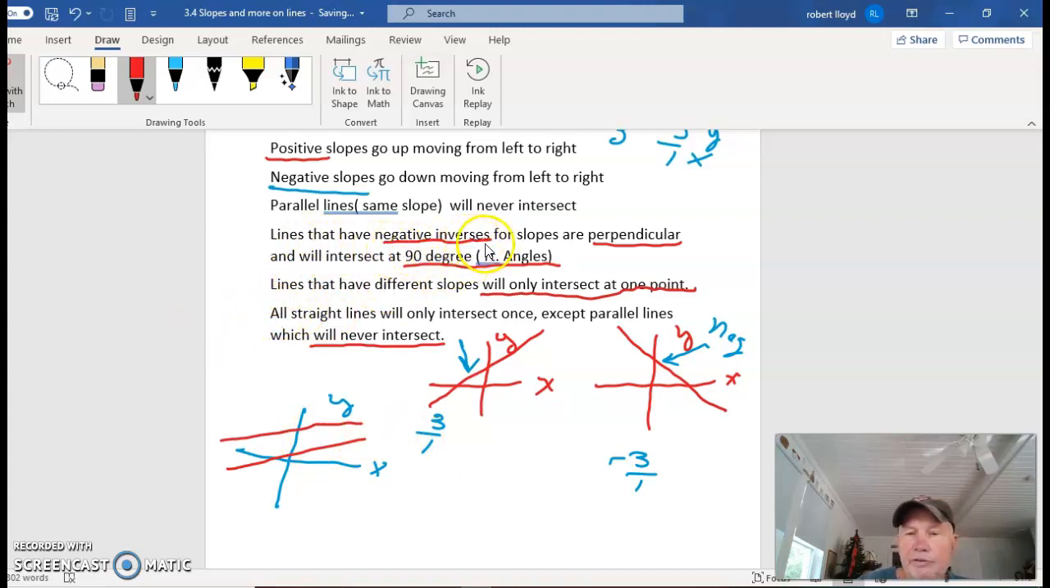Lines that have negative inverses of each other for slopes are perpendicular, meaning they will intersect at 90 degrees or right angles. Lines that have different slopes will only intersect at one point. No straight lines intersect at more than one point. The only exception is parallel lines, which never intersect.